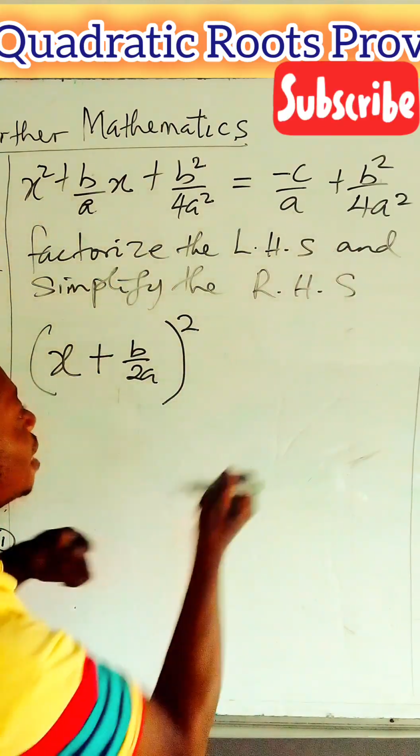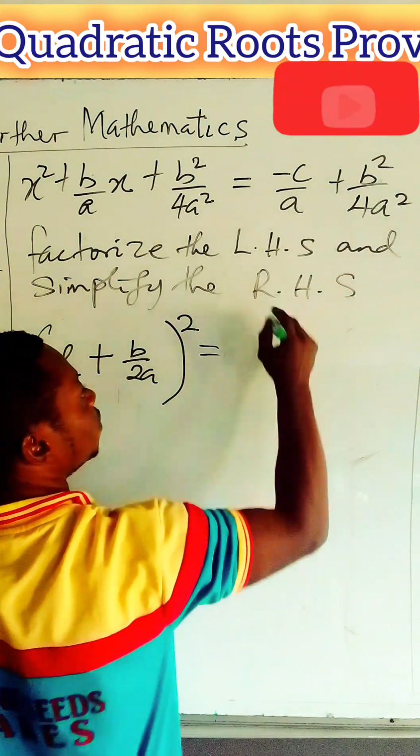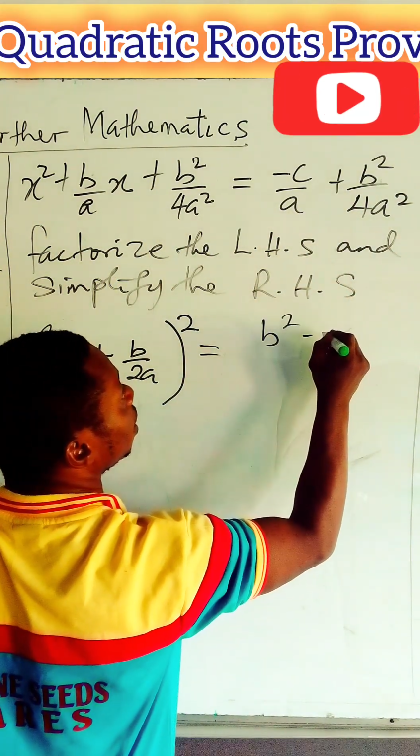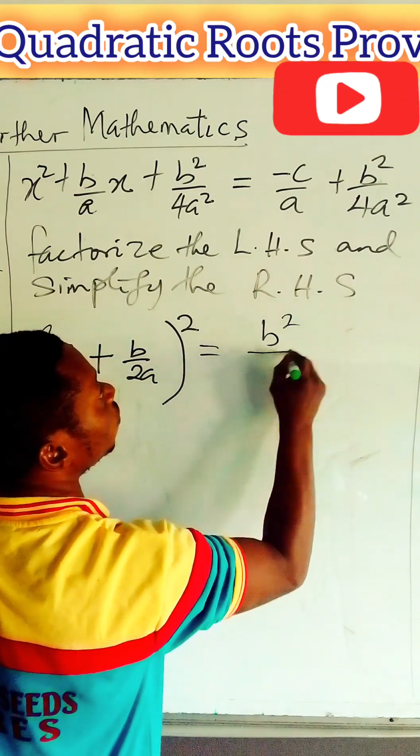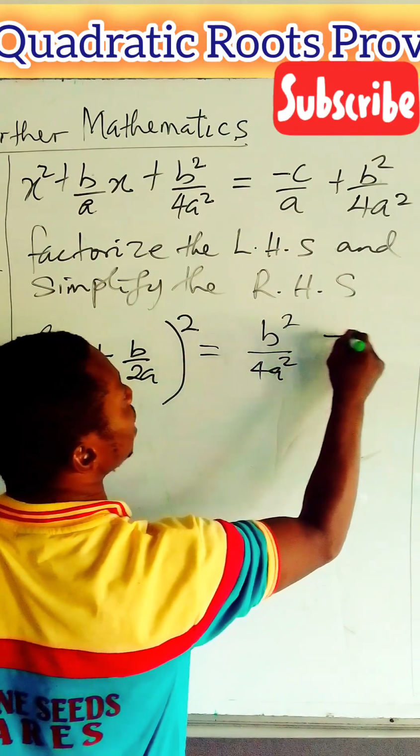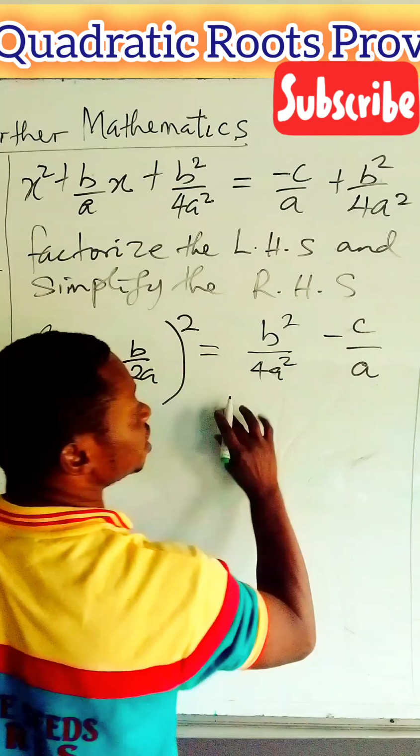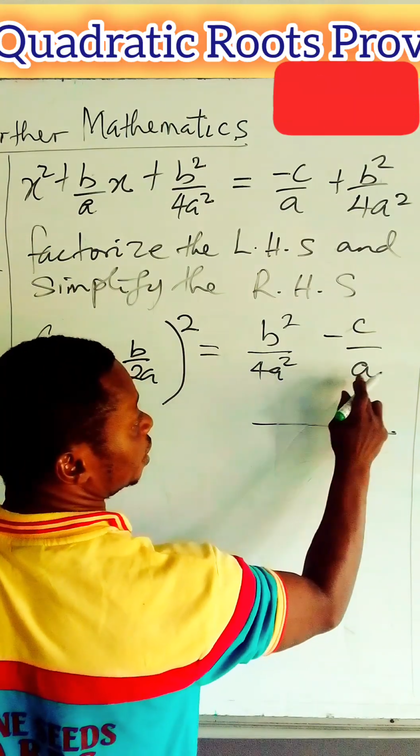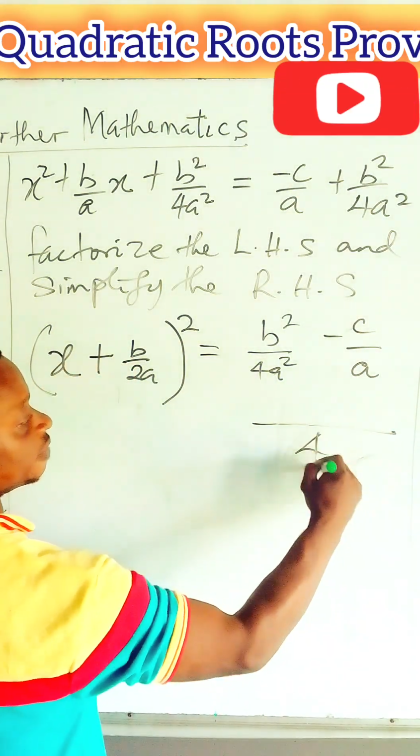Then we approach the right hand side. Start with the positive b squared over 4a squared minus c over a. At this juncture, we find the LCM of 4a squared and a, which definitely is 4a squared.